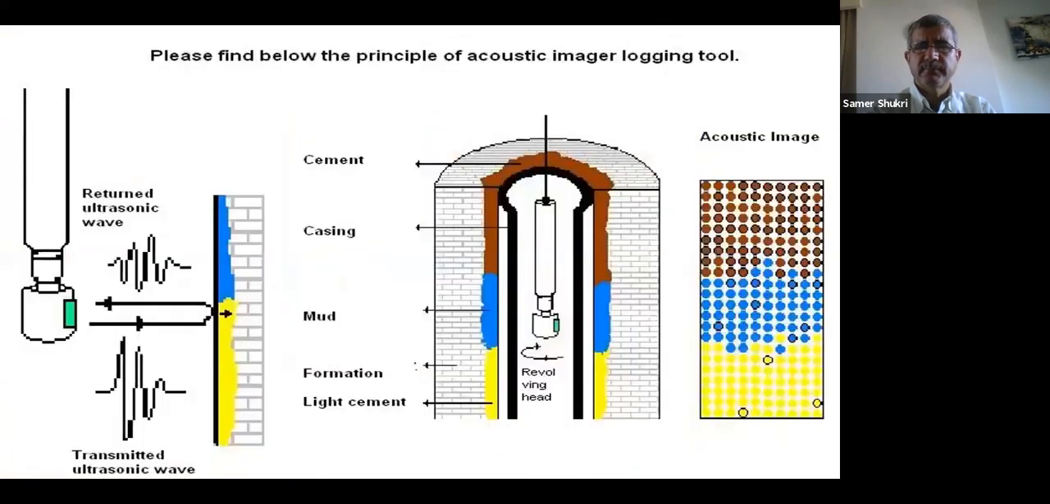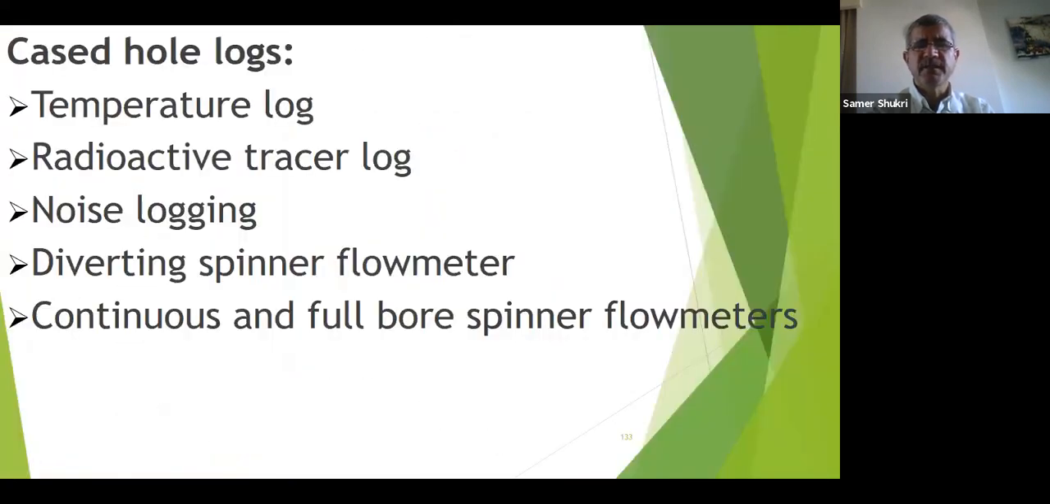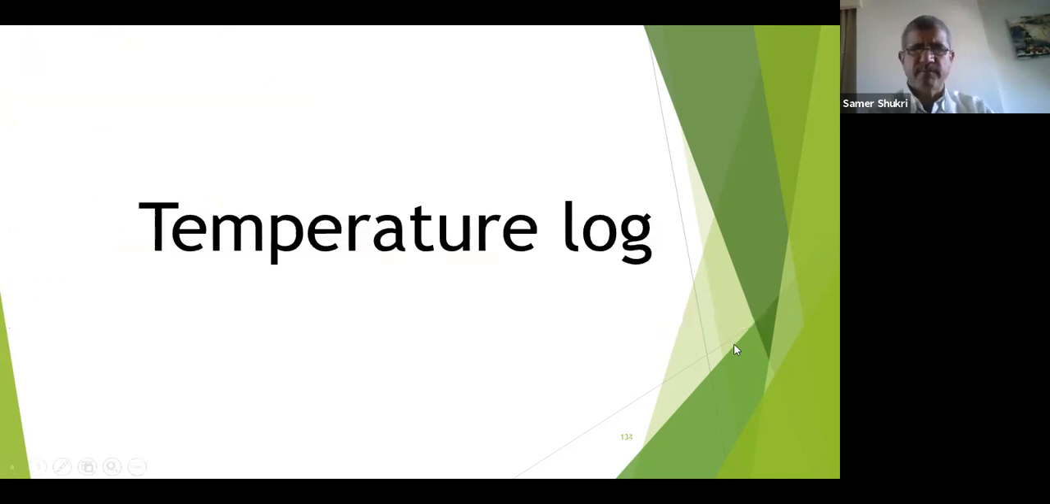Ultrasonic. It is very interesting, and here cased hole logs for production: temperature, radioactive tracer log, noise log. This is for communication behind the casing. We can use it. Diverting spinner flow meter for the production of each zone, each part of the reservoir. We produce from here oil or water, or we have to do water shut off. So the action is taken from here. Continuous and full bore spinner flow meter.